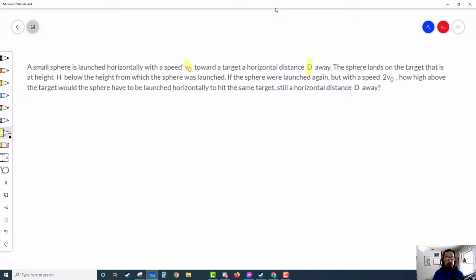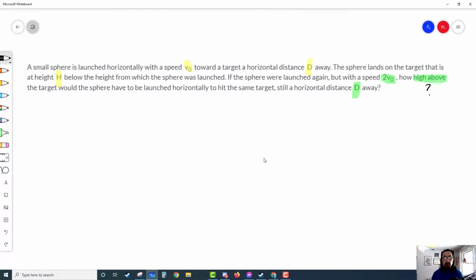The sphere lands on a target that is at a height h below the height from where the sphere is launched. The sphere is launched again, but with the speed of 2VO. I'm going to use a different highlighter because the first part is the setup, and the second part is actually taking a look at the problem itself. So we change our velocity. How high above would the sphere have to be launched to hit the same target that is still a distance d away? How high above, that's our question mark variable. So how are we changing our height?